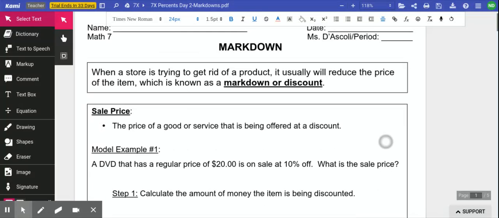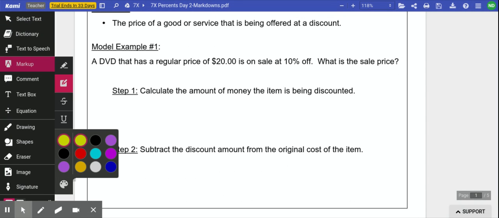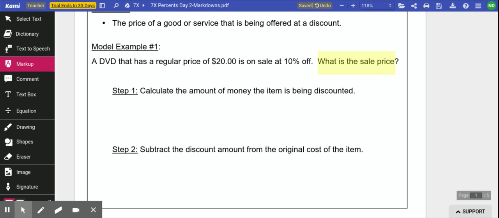So if we look at the model example in box 1, and again, the notes that I have up here are going along with the day 2 percent blank notes that are on Google Classroom. So model example number 1 says a DVD that has a regular price of $20 is on sale at 10% off. What is the sale price? Okay, so for this first question, we are calculating the sale price. What is the cost of this DVD going to be after a 10% discount is taken off?